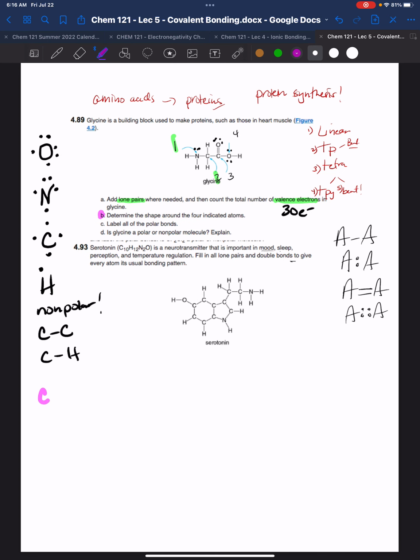The carbon-oxygen bond is going to be polar. And if you think about it, the other ones we have to worry about are the nitrogen-hydrogen bond, carbon-carbon, carbon-hydrogen. The oxygen-hydrogen bond is going to be important. We've got carbon-carbon, carbon-hydrogen, carbon-oxygen, oxygen-hydrogen, and then the nitrogen-carbon bond. Let's see. The nitrogen-carbon bond.